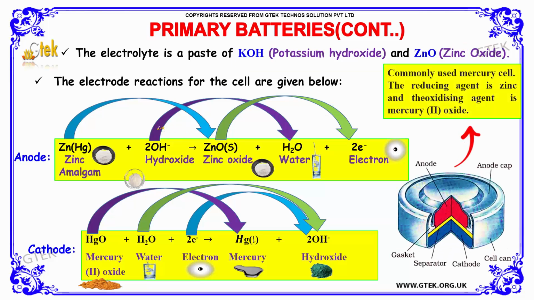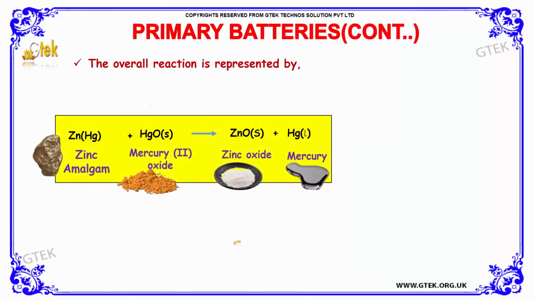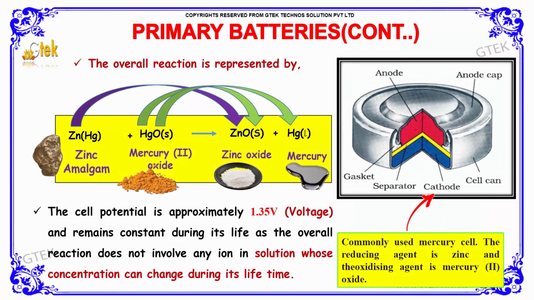The electrode reactions for the cell are given below. In terms of the anode, the reaction will be zinc amalgam reacting with hydroxide ions to give zinc oxide plus water plus electrons. In terms of the cathode, it will be mercury oxide reacting with water and electrons to give mercury plus hydroxide ions. So the overall reaction is represented by zinc amalgam reacting with mercury oxide to give zinc oxide plus mercury.